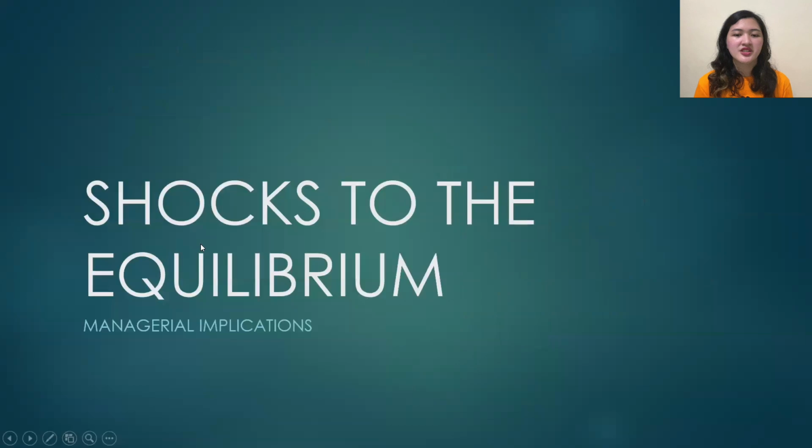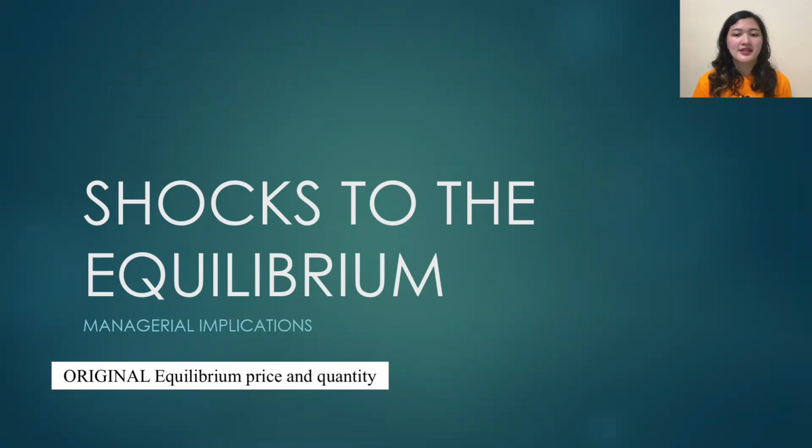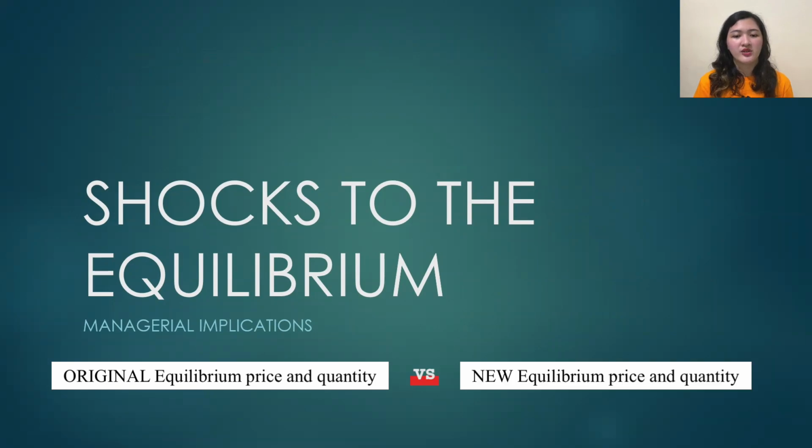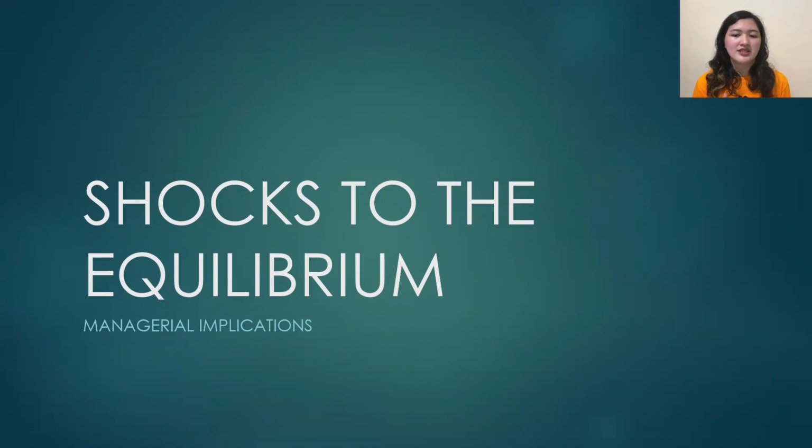In summary, when there's a change in an underlying factor, whether it's income, the price of a related good, land use, or the cost of production, it causes either the demand curve or the supply curve to shift. And whenever this curve shifts, the market's equilibrium also changes. To understand the impact of this shift, we compare the original equilibrium price and quantity to the new equilibrium values after the change. This comparison helps us see how the market adjusts in response to shifts in supply or demand, whether it's a price increase or a change in quantity or both.